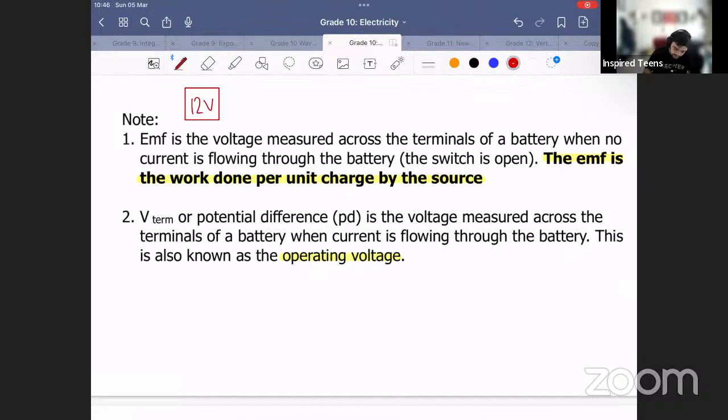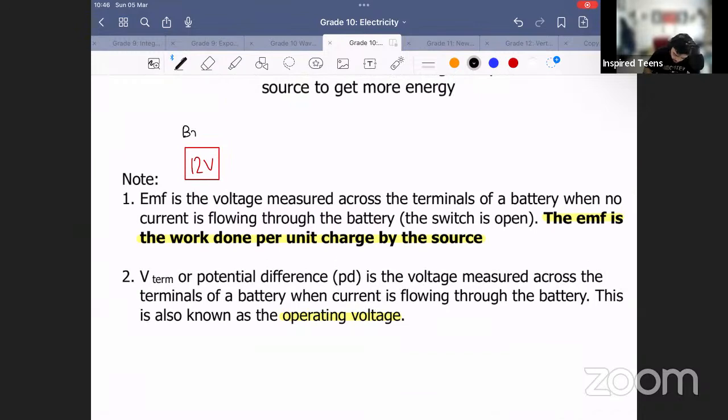technically speaking, in your calculations for now you don't really consider this, but it's good to understand. If you go to Builder's Warehouse and buy a battery that's rated for 12 volts, it doesn't actually operate at 12 volts. Maybe it operates at about 9.5 volts. You don't need to understand the reason for now. So this is the EMF, and this is the operating voltage.